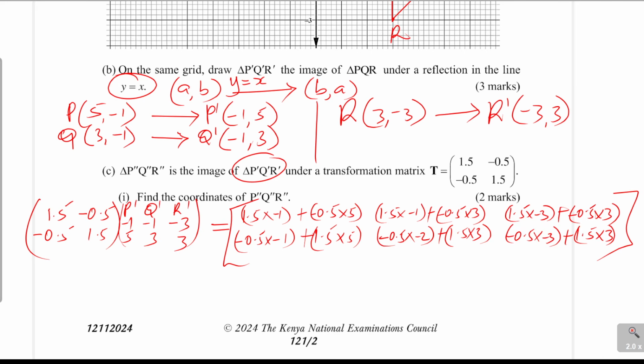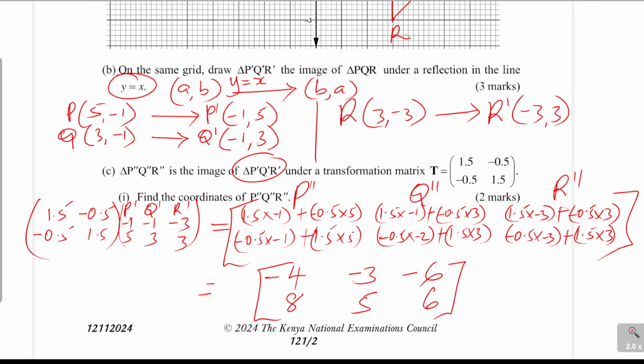So after doing that, remember this one will give P double prime, this one will give Q double prime, and this one will give R double prime. The first row: this one will give negative 4, then for this one you will get negative 3, and then for R you get negative 6. The second row: this one you get 8, then 5, then 6.